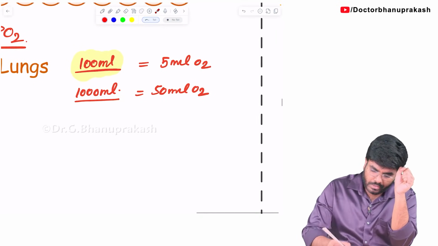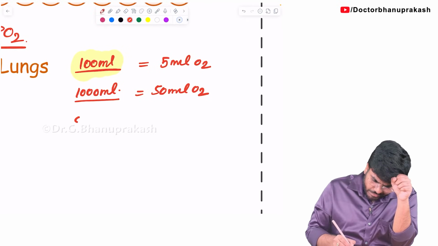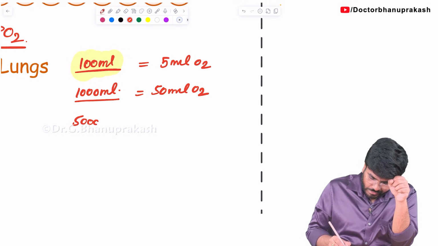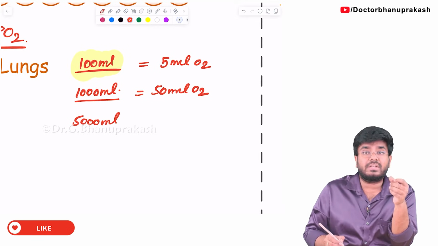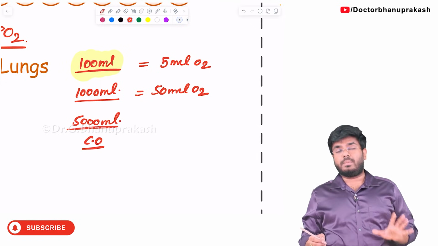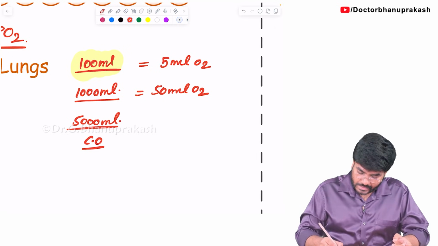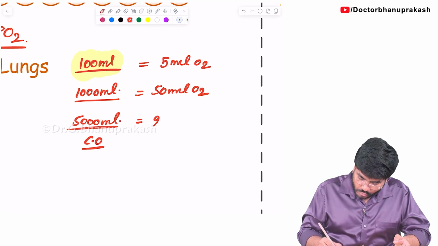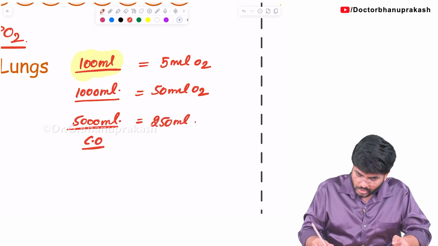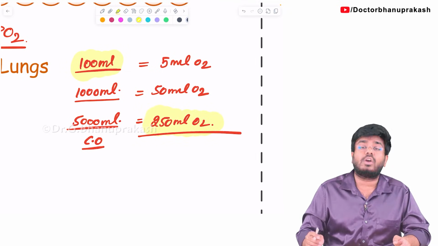But my question to you, do we have only 1000 ml of blood? We are sending 5000 ml of blood. That's almost 5 liters of blood. That's our cardiac output. So every minute we are sending 5 liters of oxygenated blood. If 5 liters of oxygenated blood is going to all the tissues, how much will our tissues take? Our tissues are going to take 250 ml of oxygen. So this is our oxygen requirement, guys.